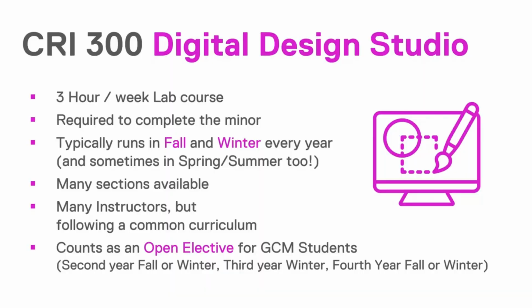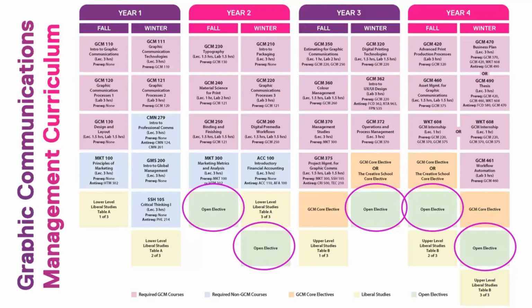So the next course that you're going to need to take to complete the minor is one that you're not forced to take in the general GCM curriculum, and it's this one, CRI 300 Digital Design Studio. This is largely an applied course. It's fully in lab, and at least last academic year, the focus was on applications like Photoshop and Illustrator and After Effects and WordPress. And it counts as an open elective for GCM students.